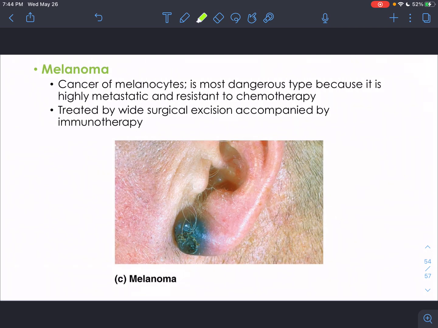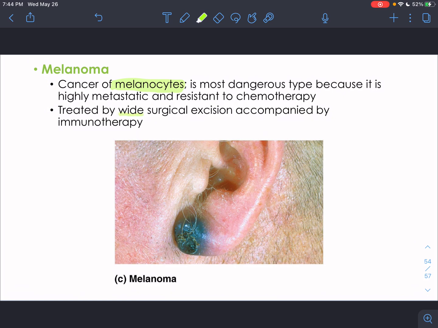And then the last type I want to talk about is melanoma. So this is cancer of the melanocytes that produce melanin. It's the most dangerous because it's highly metastatic and is often resistant to chemotherapy. So it spreads really quickly and is hard to get under control.